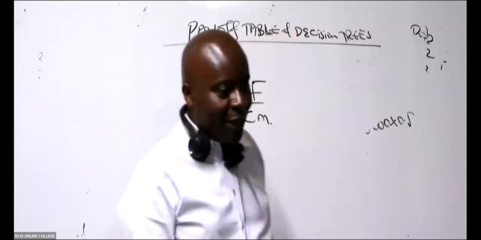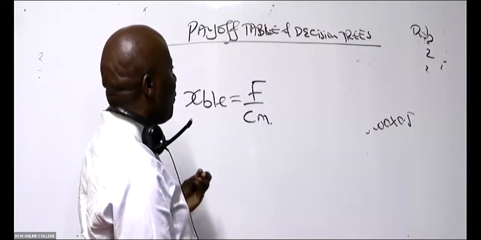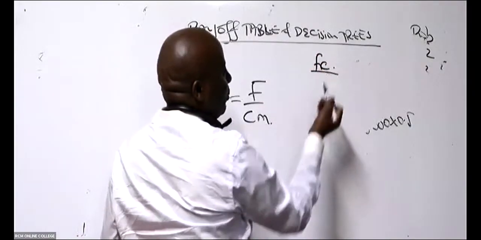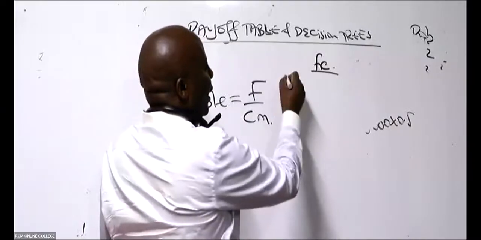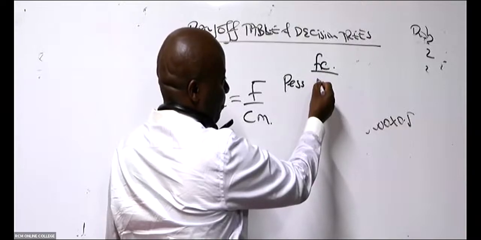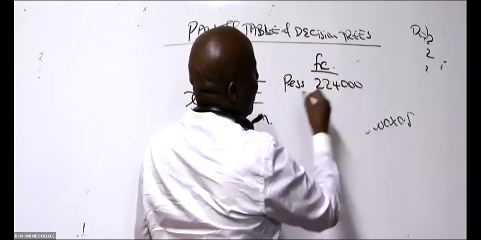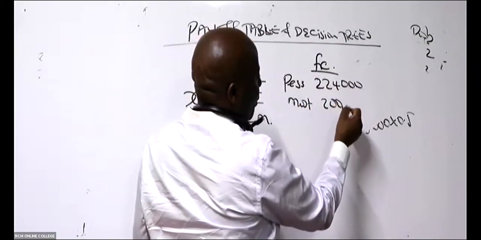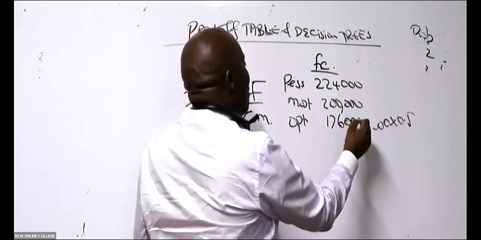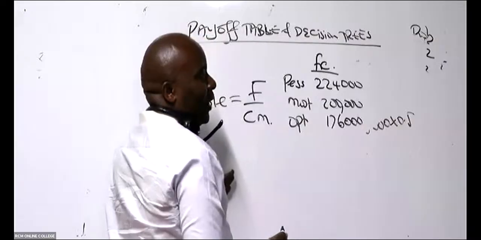Now listen, let me help you, right? So ladies and gentlemen, should we charge a price of 17 shillings? Do we know how much fixed cost we're going to incur? No. There are three possibilities. Under pessimistic, what was the fixed cost? Fixed cost under pessimistic? 224,000. Most likely 200,000. Then we have in this case optimistic. We don't know. If we charge a specific price, we don't know which fixed cost will be incurred.